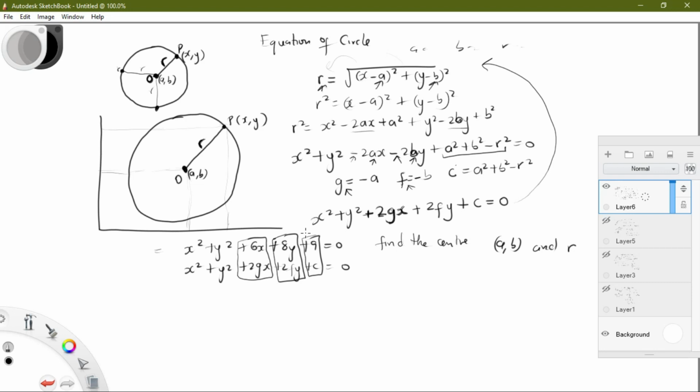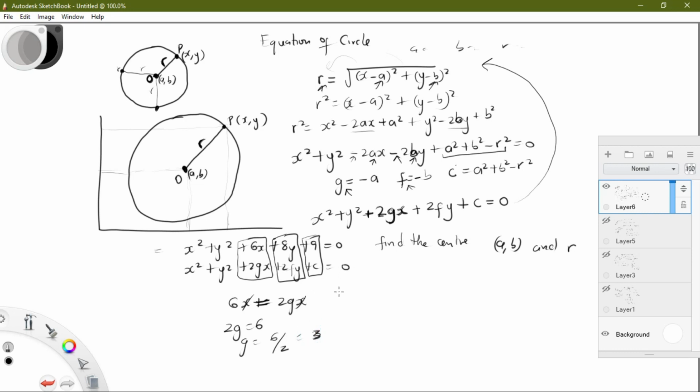For us to be able to successfully get what we want, since the equation of the circle is still the same all the time, then these two will be the same. So 6x will be the same as 2gx, which gives us a faster way of getting the answer. Then 2g equals 6, g equals 6 divided by 2, g equals 3.